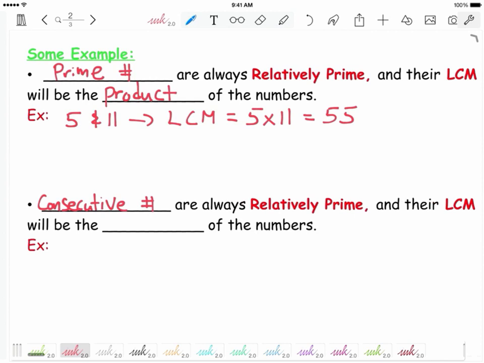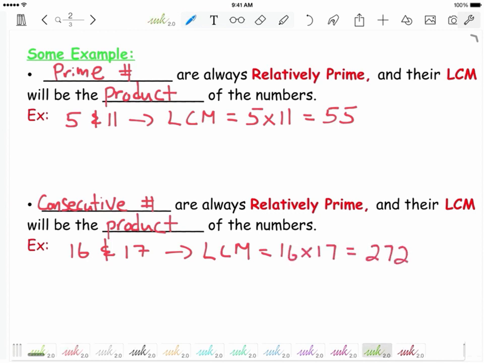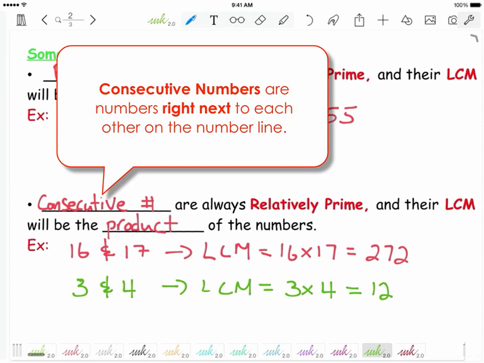Consecutive numbers are also relatively prime, and the LCM will also be the product of the numbers. Some of the consecutive numbers are 16 and 17, and the LCM will be 16 times 17, which will be 272. Another example of consecutive numbers are 3 and 4, and the LCM is 12. So consecutive numbers are basically numbers that are right next to each other on the number line.